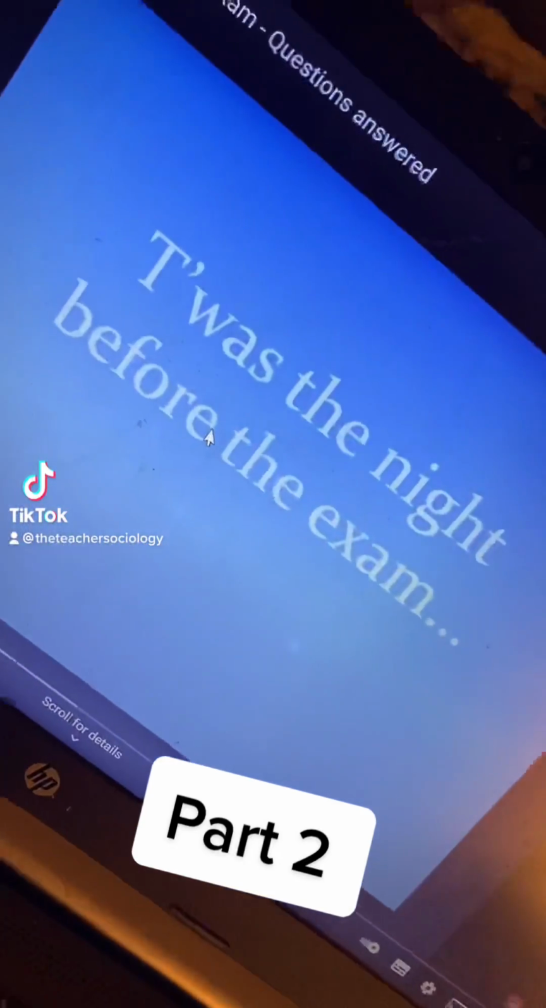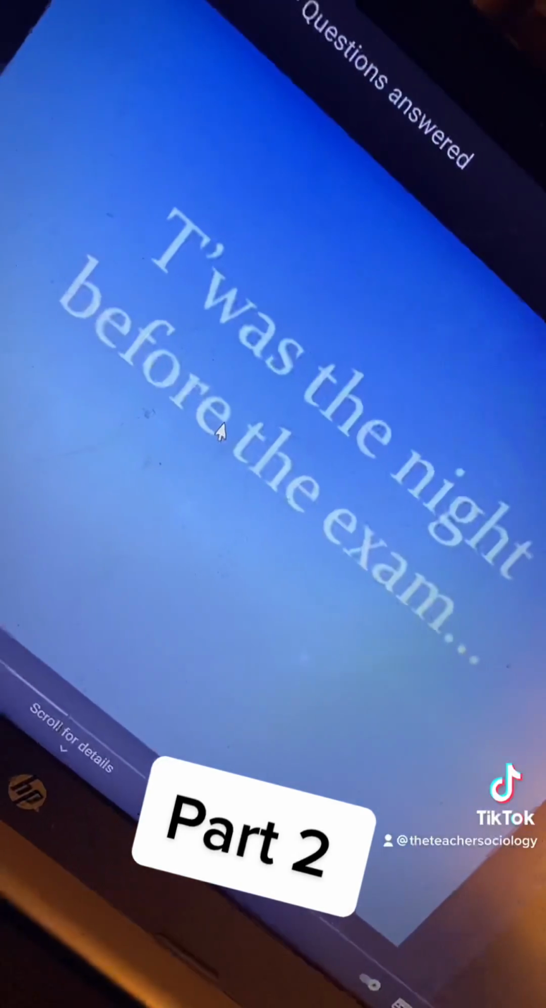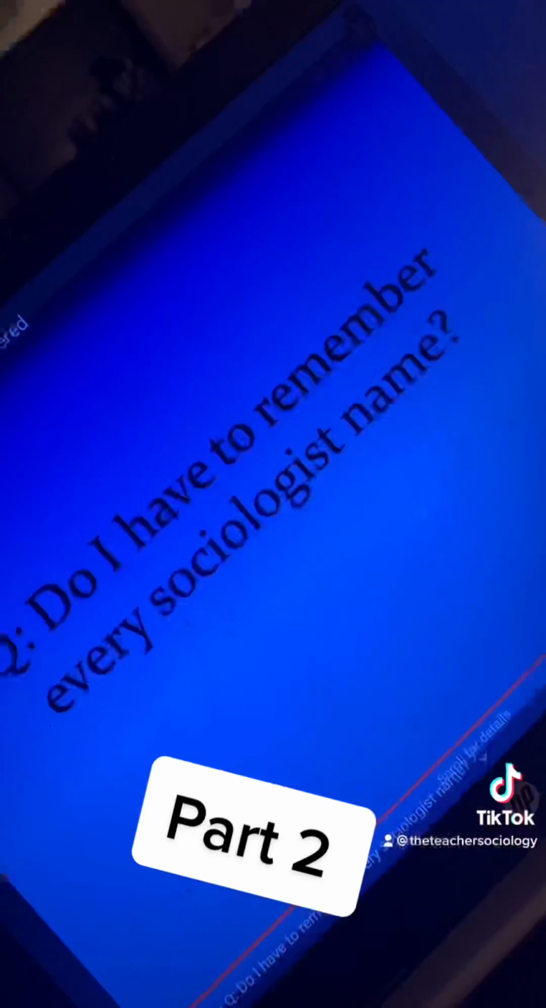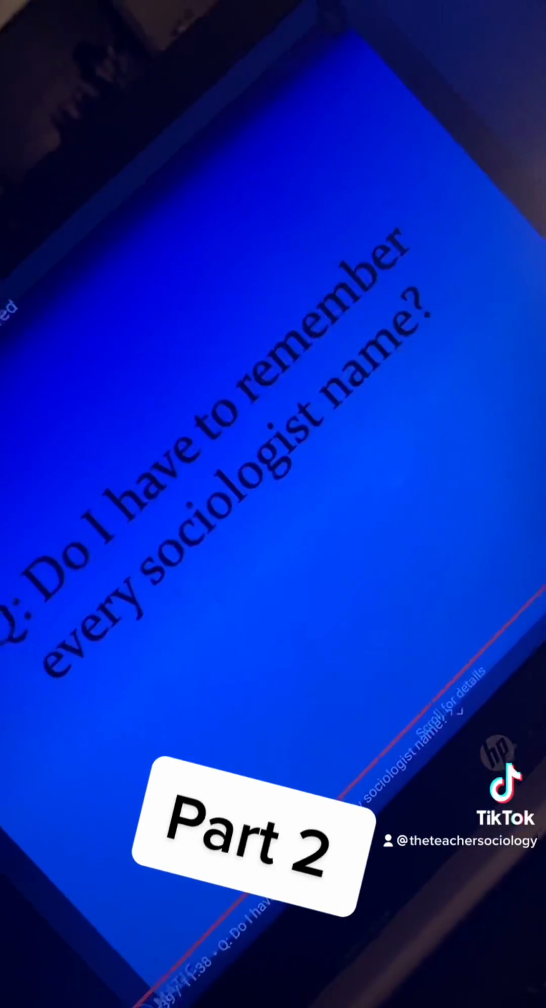So this is my part 2, the night before the exam. Even more questions that I've not covered already. Okay, so here we go. Here's some more. I get asked this loads. Do I have to remember every sociologist's name?